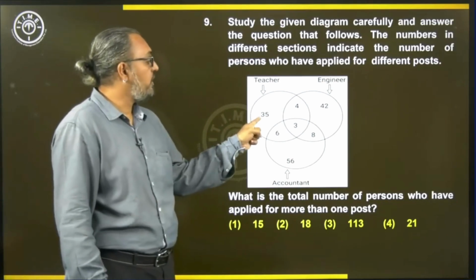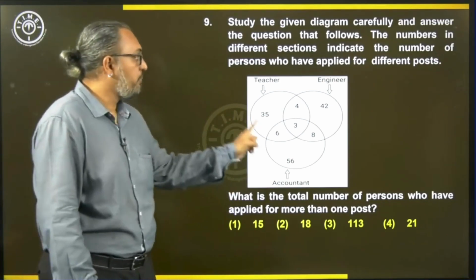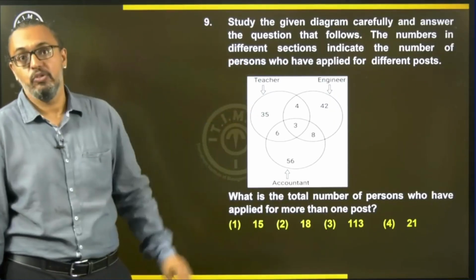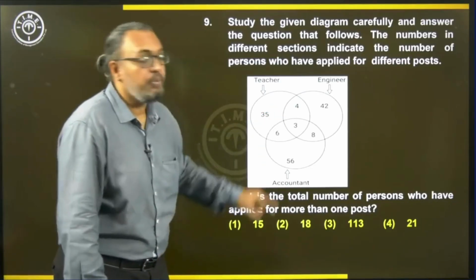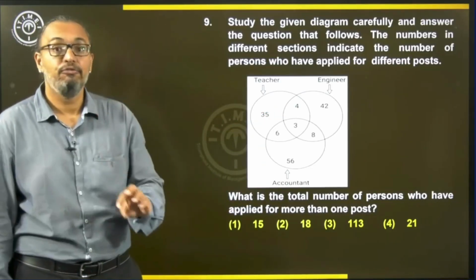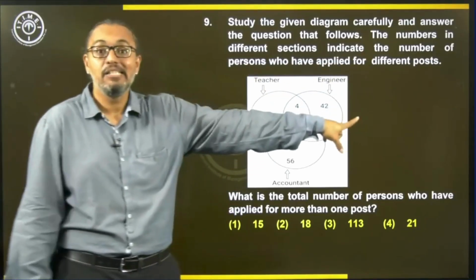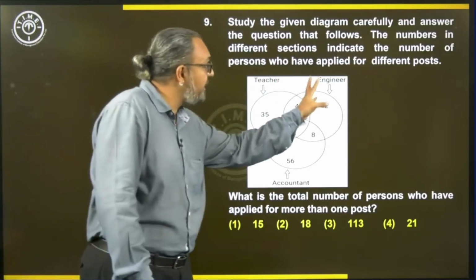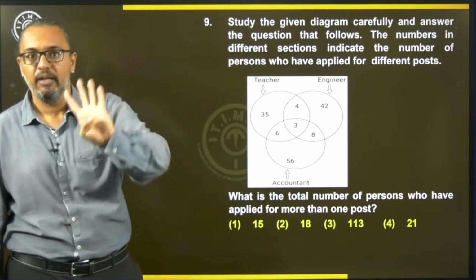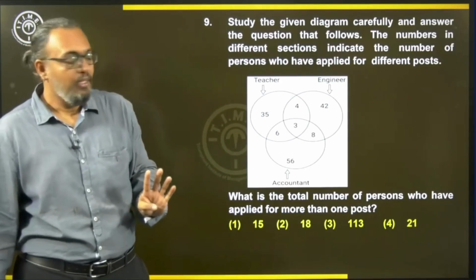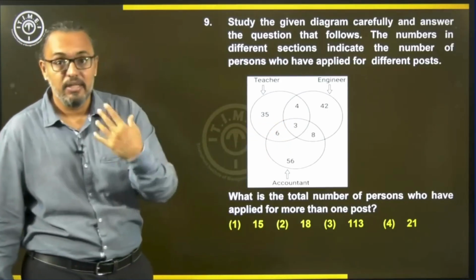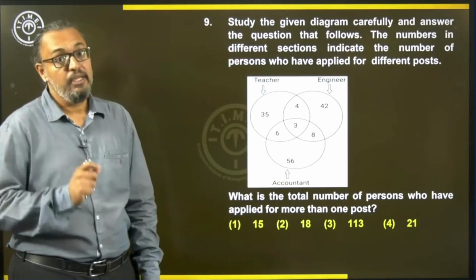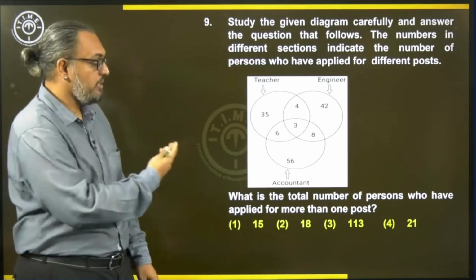See, for instance, what does this 35 represent? This 35 represents the persons who have applied for only teachers post. What does this 4 represent? That 4 represents the persons who have applied for both teachers and engineers but not accountant. Or you can say only teachers and engineers posts, 4 people have applied. Then this 3 represents persons who have applied for all the 3 posts. So region representation has to be carefully understood. Then only answering the questions becomes easier.